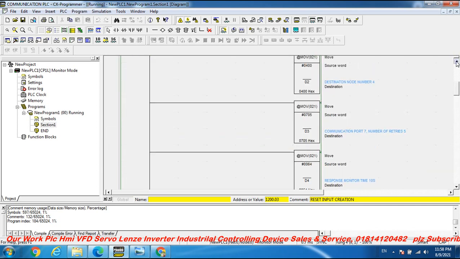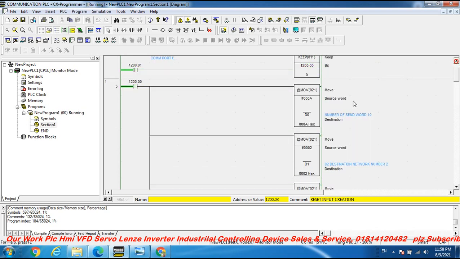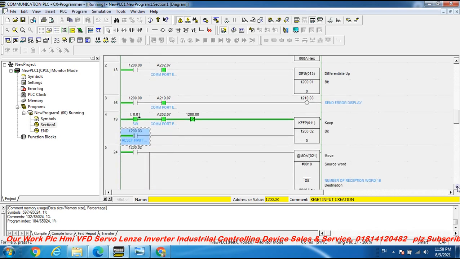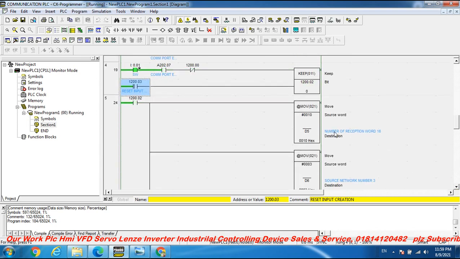My sending data is #00A. A means 10, 9, 10 in hex. A means 10, B means 11, C means 12. Data sending, transmitting, and receive data, number of reception, receive data.